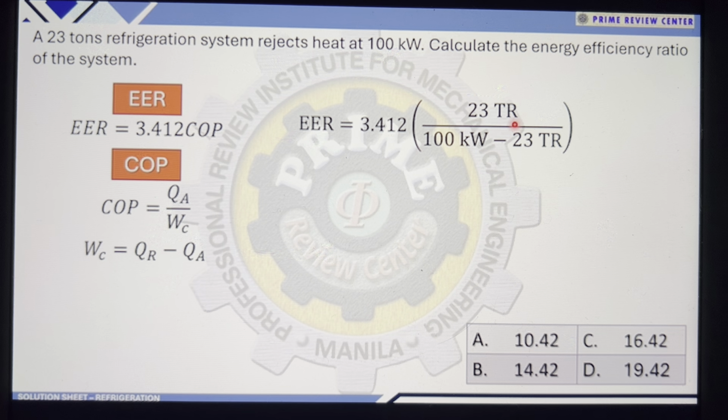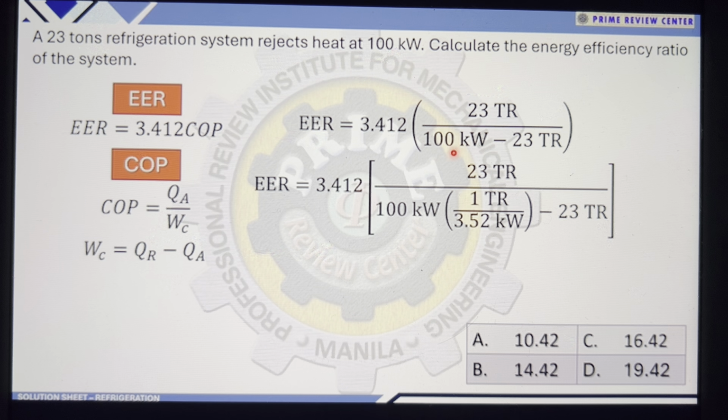QA, that's 23 tons of refrigeration divided by work ng compressor which is QR, 100 kilowatts minus QA na 23 tons of refrigeration. So before we compute this, we know that yung tons of refrigeration tsaka kilowatts hindi pwedeng magsama. So i-convert natin yung mga units na yan. So for simplicity, ang i-convert natin itong kilowatts, palitan natin ng tons of refrigeration. So from the concept, we know that 3.52 kilowatts is 1 ton of refrigeration. So divide mo yung kilowatts tapos multiply yung tons of refrigeration.